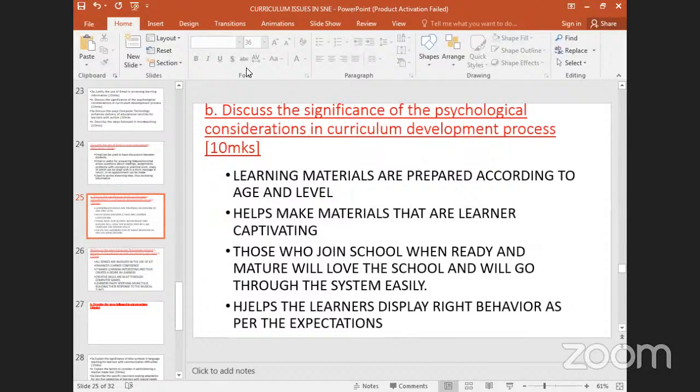It also helps the learners to display the right behaviors as per expectations. Remember, there are expectations that are pegged to every institution that is based on moral uprightness, so that is looking to achieve the moral uprightness in the learner.